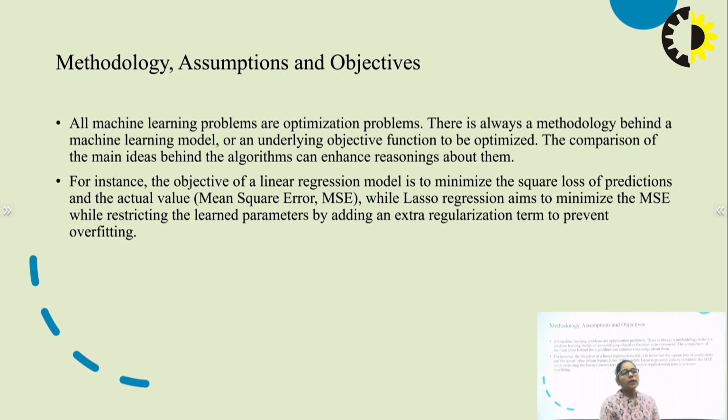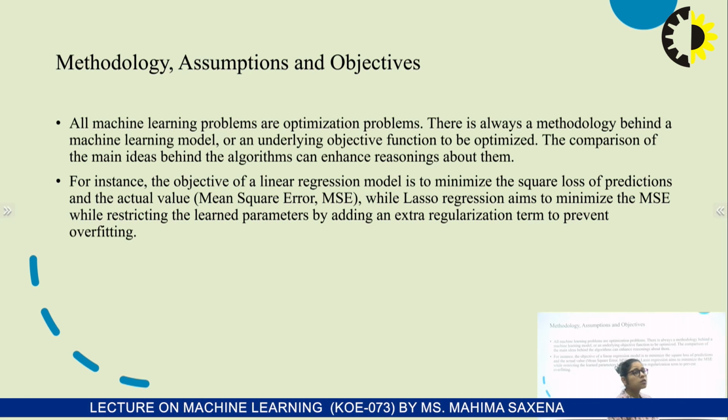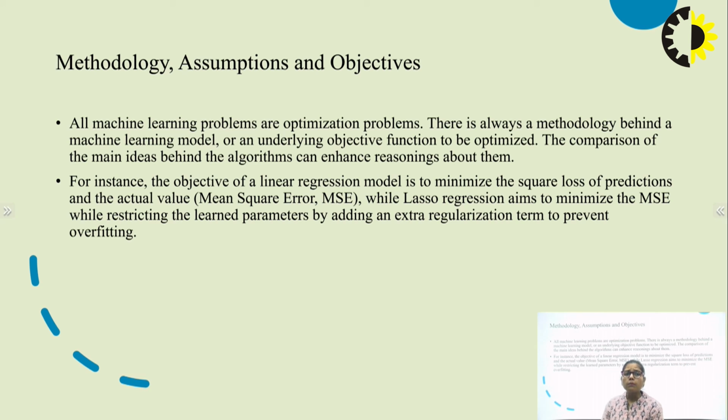Next is methodology, assumptions, and objective. All machine learning problems are optimization problems. There is always a methodology behind a machine learning model, or an underlying objective function to be optimized. The comparison of the main idea behind the algorithms can enhance reasoning about them. For instance, the objective of a linear regression model is to minimize the square loss between predictions and the actual value, the mean square error. While lasso regression aims to minimize the MSE, while restricting the learned parameters by adding an extra regularization term to prevent overfitting.